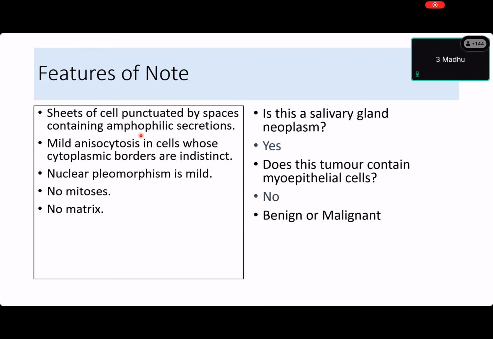The moment you say that there are no myoepithelial cells, what's the list of tumors that you have to think about? And there are also microcystic spaces. Why do we ask the question, are there myoepithelial cells? If there is no myoepithelial cell, then you have a list of tumors which do not contain myoepithelial cells. Do you know that list? Warthin tumor, then mucoepidermoid, then acinic cell, then salivary duct carcinoma, then adenocarcinoma, then secretory carcinoma, then clear cell carcinoma.